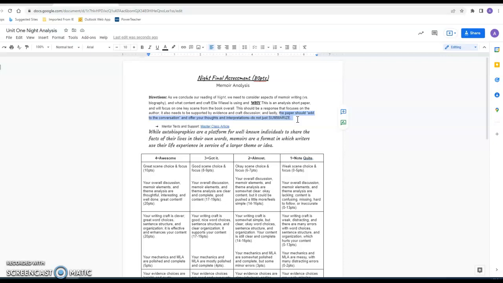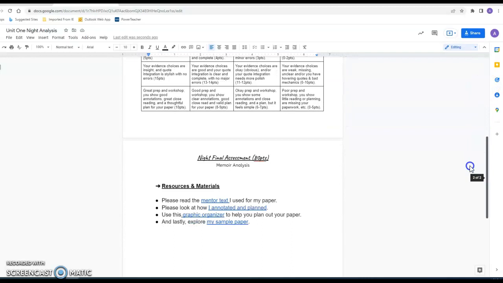You're not just going to summarize. I've read the book multiple times, so I don't need a full-fledged summary. What I want is to see what you thought and what your biggest takeaways are from the novel to conclude Unit 1. So what we're going to do is, I printed it as a packet, but if you are working digitally, right here is a mentor text that I used for my sample paper.